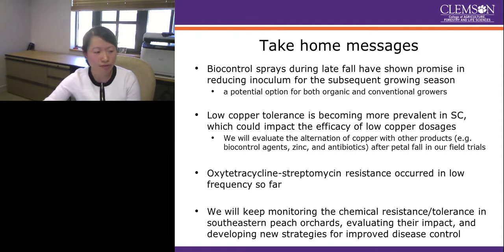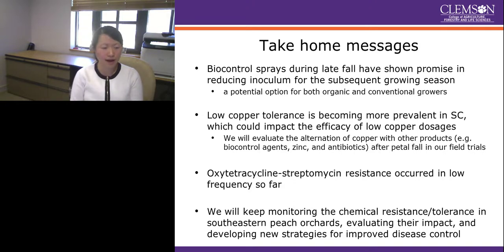And low copper tolerance is becoming more prevalent in South Carolina, which could impact the efficacy of low copper dosages during the growing season. And we will evaluate the alternation of copper with other products such as biocontrol agents, zinc, and antibiotics after petal fall in our field trials. And oxytetracycline and streptomycin resistance we found luckily still occurred at low frequency, but it has been found in multiple farms in different years. And we'll keep monitoring these chemical resistance and tolerance in the southeastern peach orchards, evaluating their impact and developing new strategies for improved disease control.